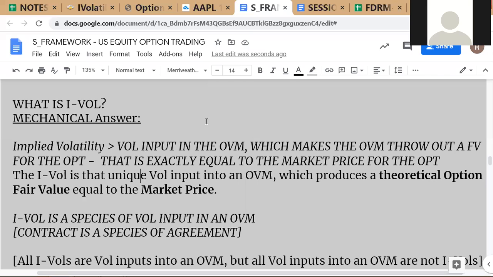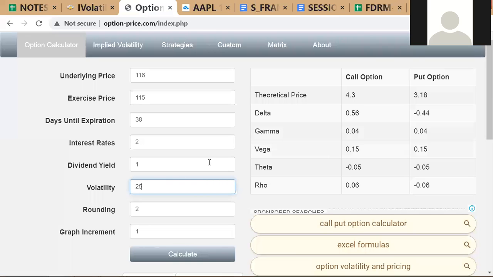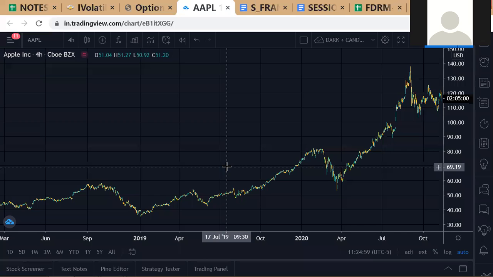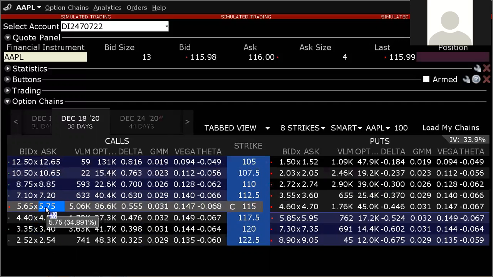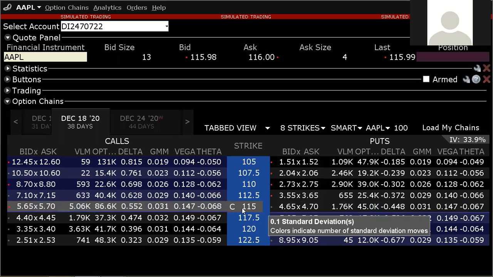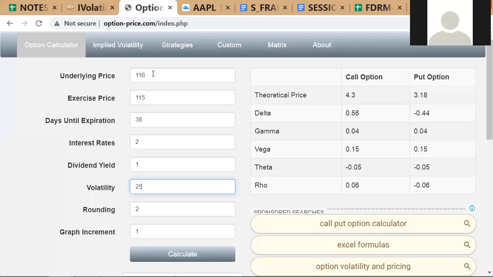Now let me explain this with reference to this. To get the second, mechanical understanding of I-Vol, what are we doing? I see that the market option price is 575, or let's say I take the middle of these two, 570. The price is 570 for the 115 Apple call, 38 days, when the underlying is 116.